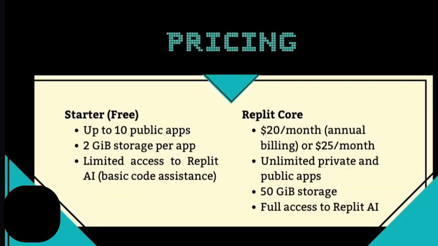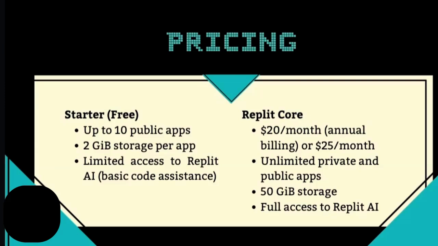The way the pricing works is you can actually get started for free and you can build up to 10 public apps. So these have to be public, meaning the world will be able to have access to them. And you get 2 gigs of storage per app. The catch with the starter plan is that you get very limited access to the Replit AI. And this is really the brains behind Replit. This helps you code, troubleshoot and figure out problems. So if you don't have access to it, it's not as useful.